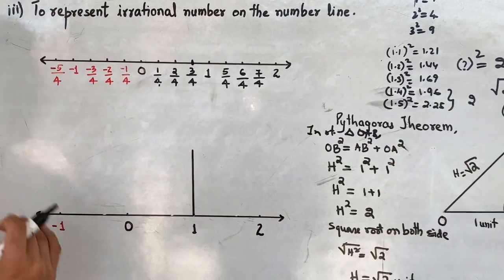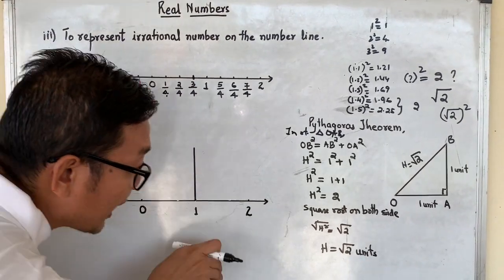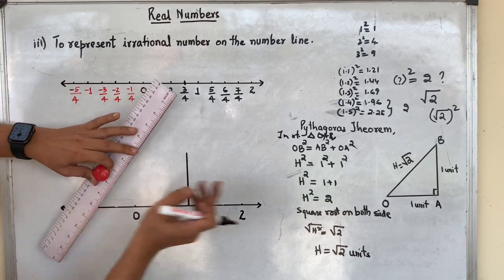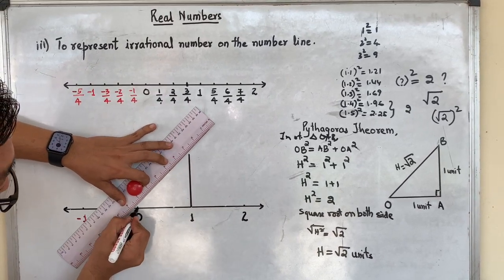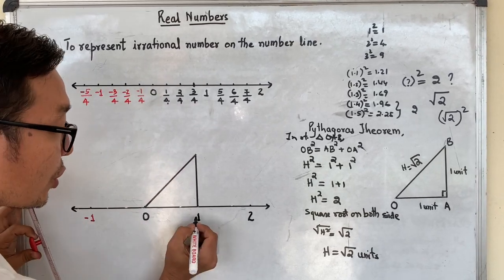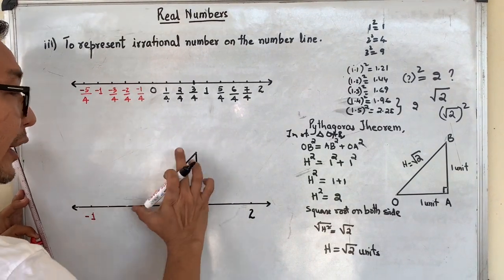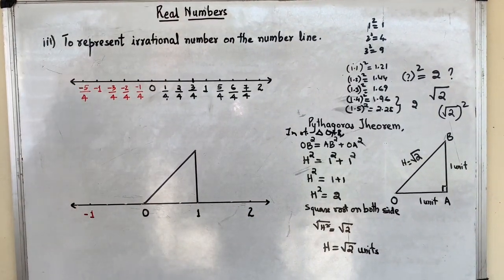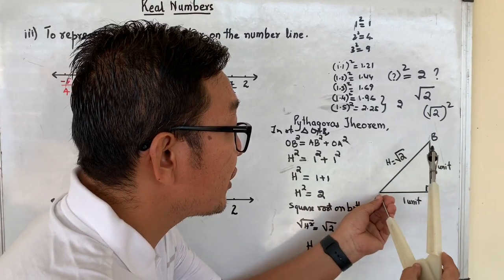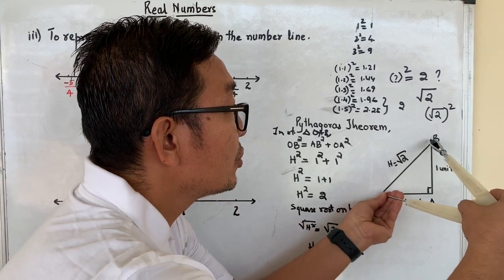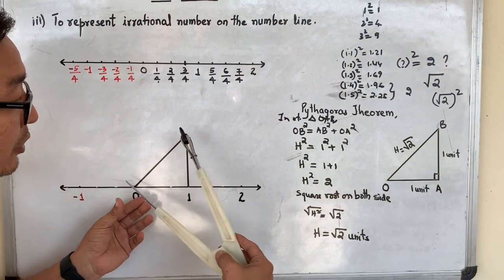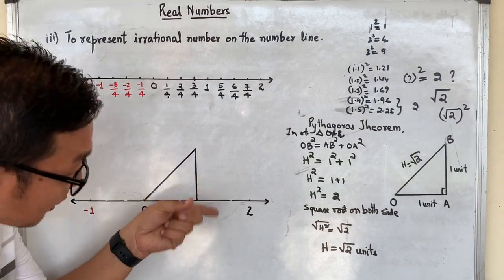So the triangle has two lengths, and on the number line, zero is the starting point. We transfer the triangle onto the number line. OB is root 2, so the length OB is root 2, and this is the measurement on the number line.